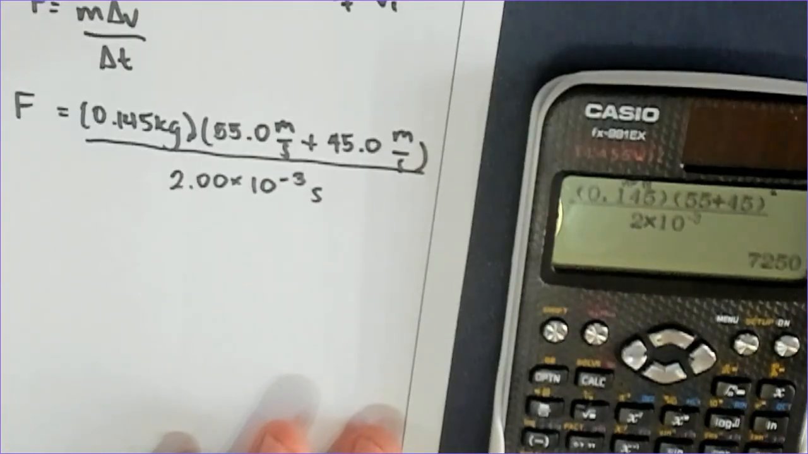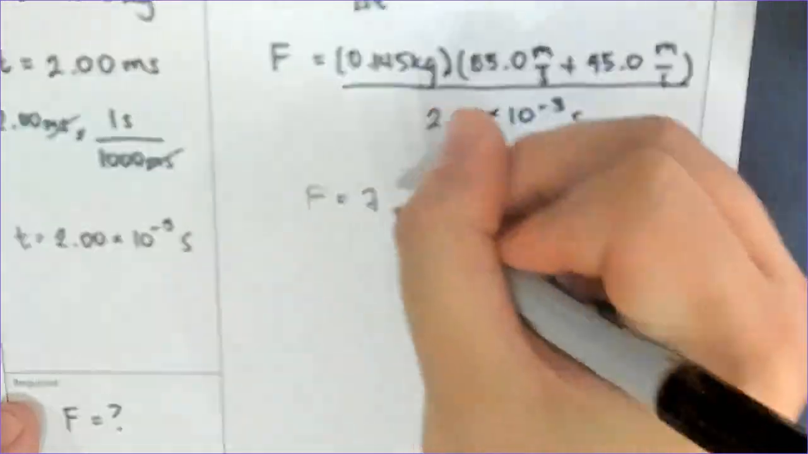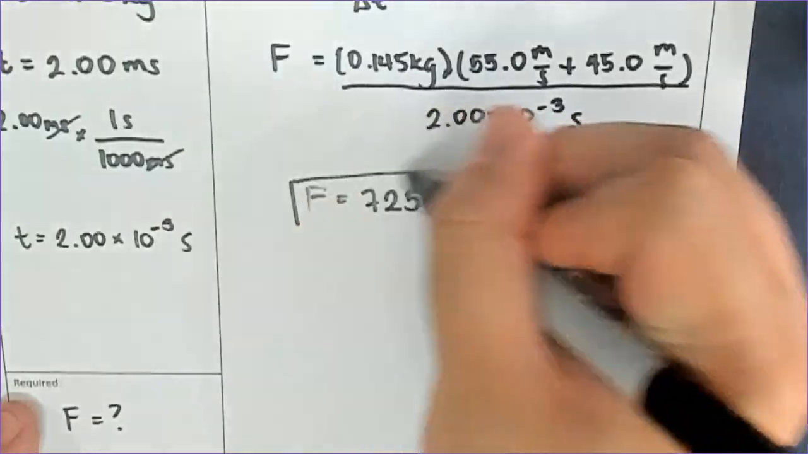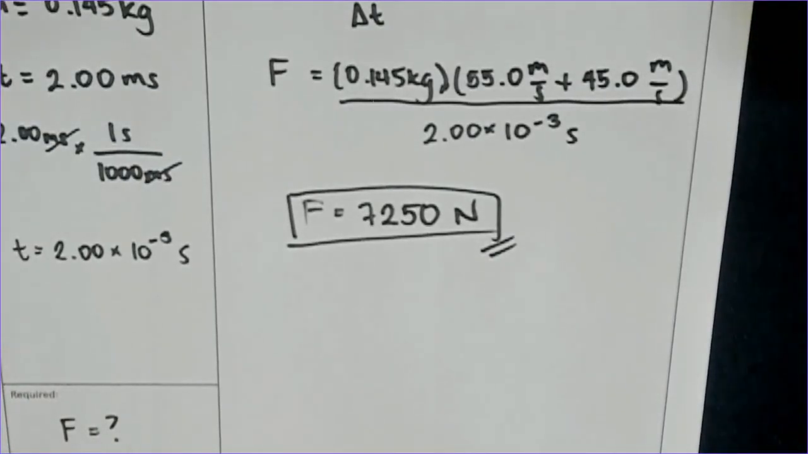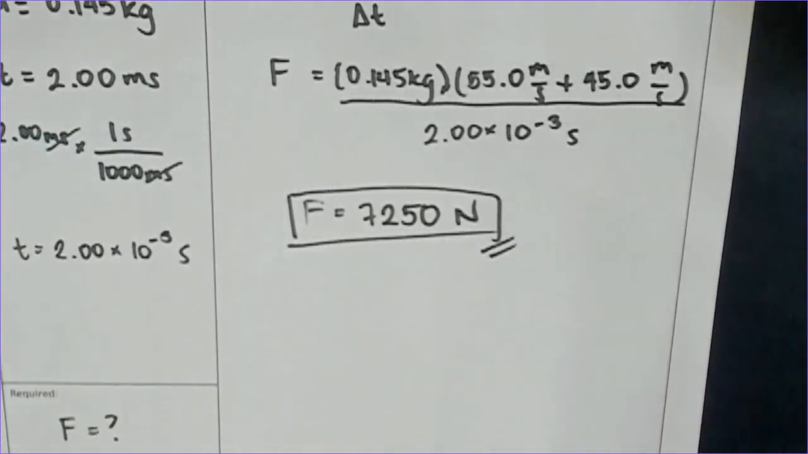That becomes 7,250 newtons. So that is the final answer. Your value is 7,250 newtons, because you know that kilogram times meter per second squared is newtons. And it kind of makes sense if you think about it, because it takes a lot of force for something that's moving so fast at you to then go in the exact opposite direction at a much faster speed. So therefore the answer is 7,250 newtons.